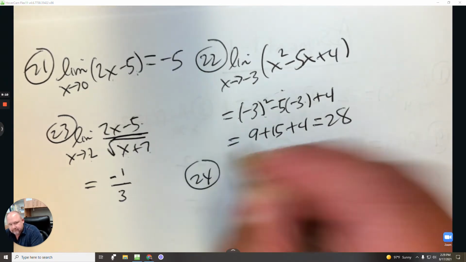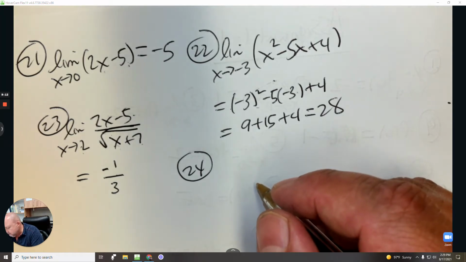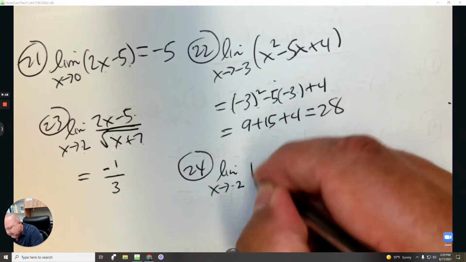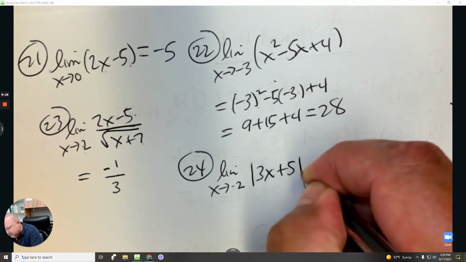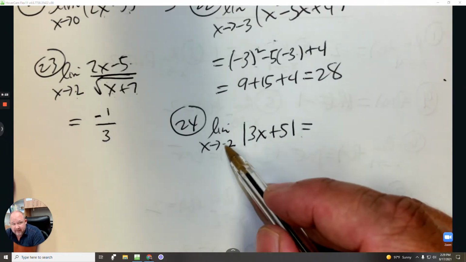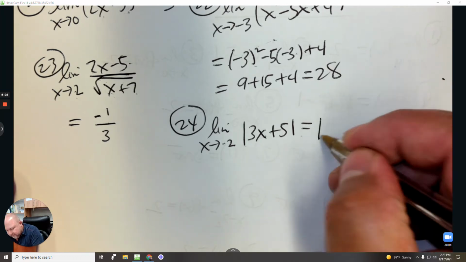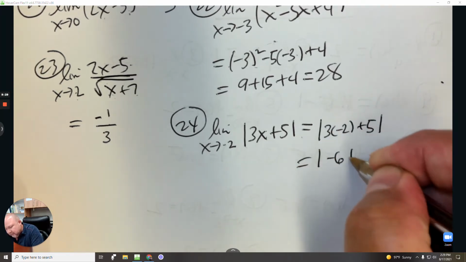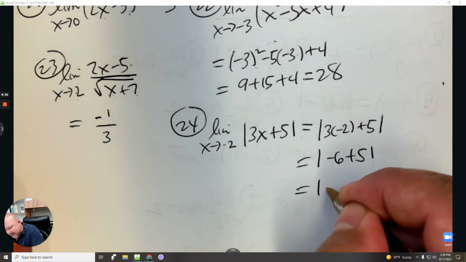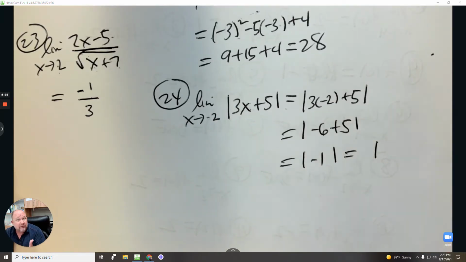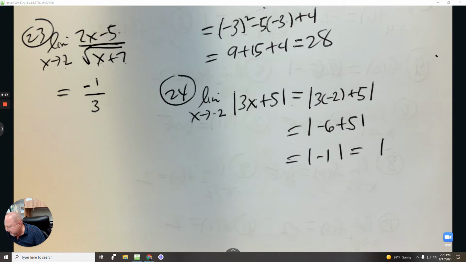24. The limit as x approaches -2, and it's the absolute value of 3x plus 5. Again, this is continuous. Nothing makes it undefined. Plug -2 in. Just make sure you remember what absolute value means. So when you get the answer, the absolute value of -1, the answer at the end is going to be +1. 25.